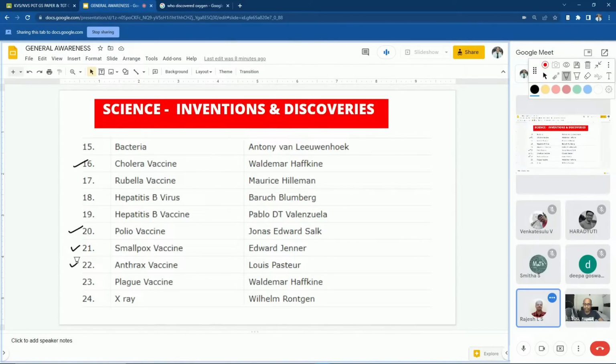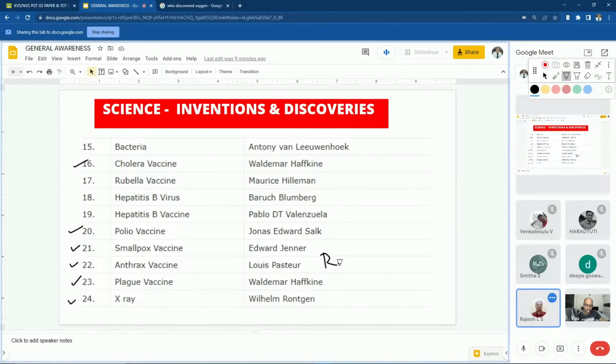Anthrax vaccine, Louis Pasteur. Plague vaccine, Waldemar Haffkine. X-ray, Wilhelm Röntgen. Okay, smallpox vaccine is Edward Jenner. Anthrax vaccine is Louis Pasteur. Even rabies is also Louis Pasteur. Confusion cleared. Pasteurization is also by Louis Pasteur.